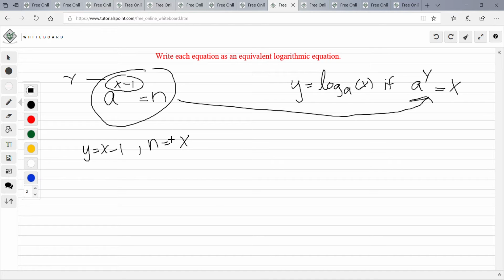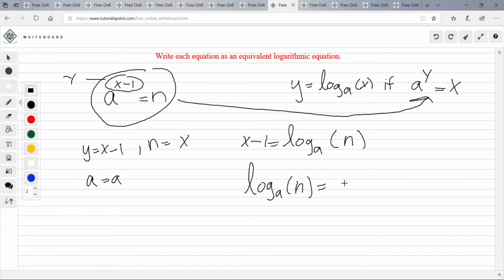Yeah, our n is our x. And then what else do we have? And a is just a, right? This is just a. So what if we put it in this form? We said that y is x minus 1 log base a, which is just a. And then our x is just n. And then the book puts this in front, which is the same way. So you can rewrite it as log base a of n equals x minus 1.